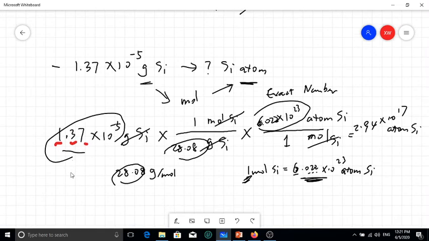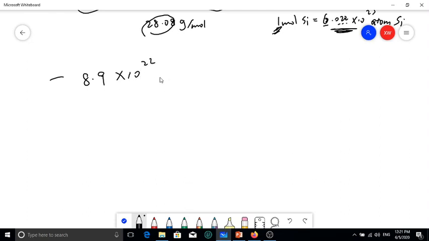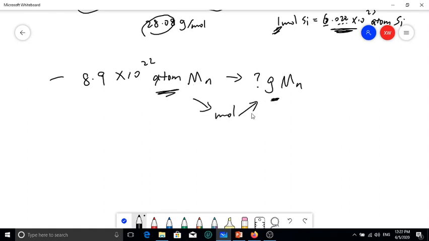All right, let's take a look at another one. Now in this one, you're going to have a given number that's 8.9 times 10 to the 22 atoms of manganese, and you're asked to get the number of grams of manganese. You see, that's a very small unit, that's a very big unit you can measure in the lab. So in between, you have to find the mole. You always convert something else into mole first, and then go from mole to whatever you were looking for, okay? So feel free to pause here to try it out yourself.